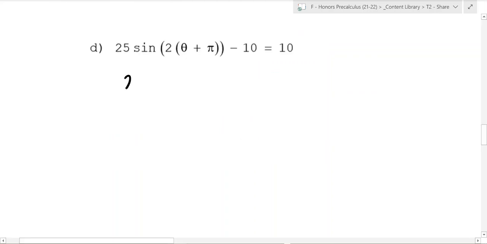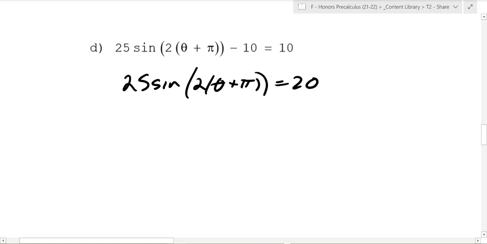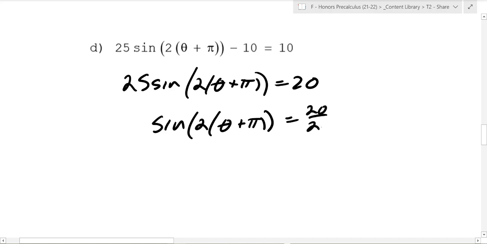We're going to add 10, so you get 25 sine of 2 times theta plus pi equals 20. Divide by 25, so you get sine of (2 times (theta plus pi)) equals 20 over 25, which is 4 over 5. Now that's something you need your calculator for.